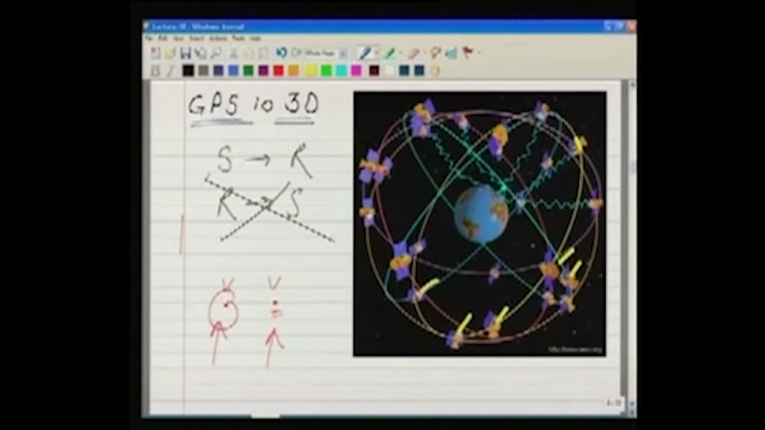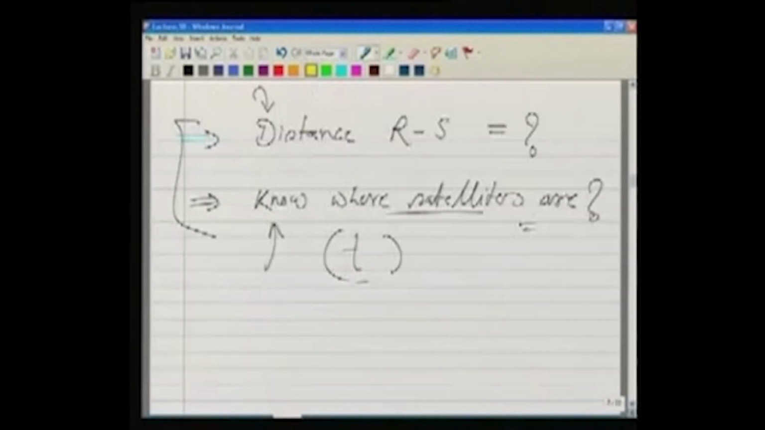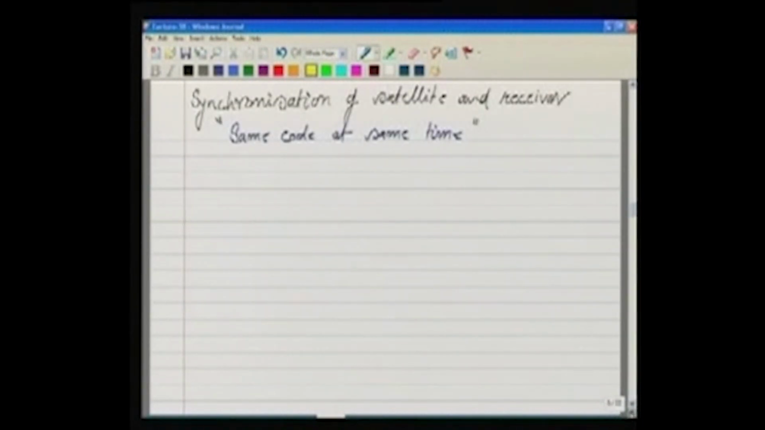Well, if this is so, we want to determine the distance. So how do we measure this distance? That is the question now. Well, a very clever trick is used in order to measure the distance. What is that trick? The trick is we synchronize the satellite and the receiver. What is the meaning of this? Basically, if our receiver is kept here, the satellite is transmitting a signal.